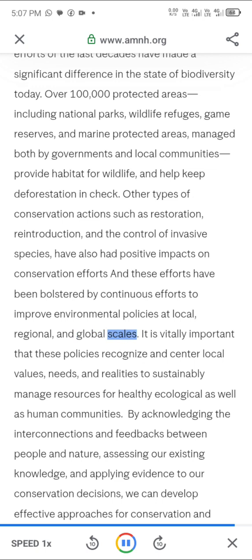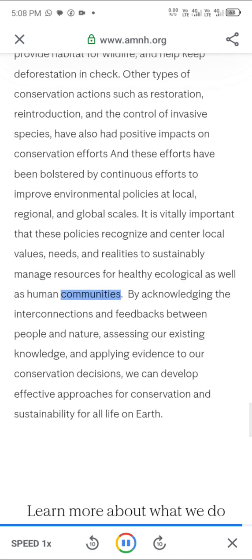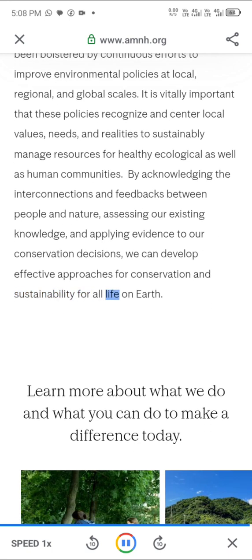It is vitally important that these policies recognize and center local values, needs, and realities to sustainably manage resources for healthy ecological as well as human communities. By acknowledging the interconnections and feedbacks between people and nature, assessing our existing knowledge, and applying evidence to our conservation decisions, we can develop effective approaches for conservation and sustainability for all life on Earth.